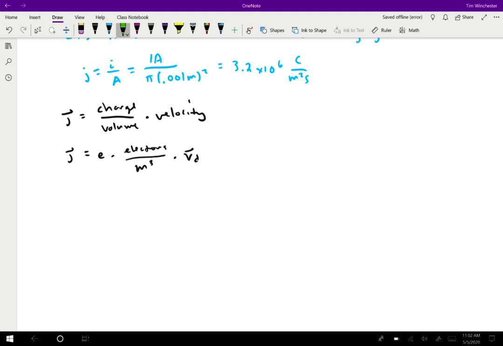For the example that we just looked at, let's say that we want to figure out what is the drift speed in that wire. Specifically, how fast are electrons moving in a normal conducting wire? We're going to use the same situation we just looked at, 1 amp and 1 millimeter radius.